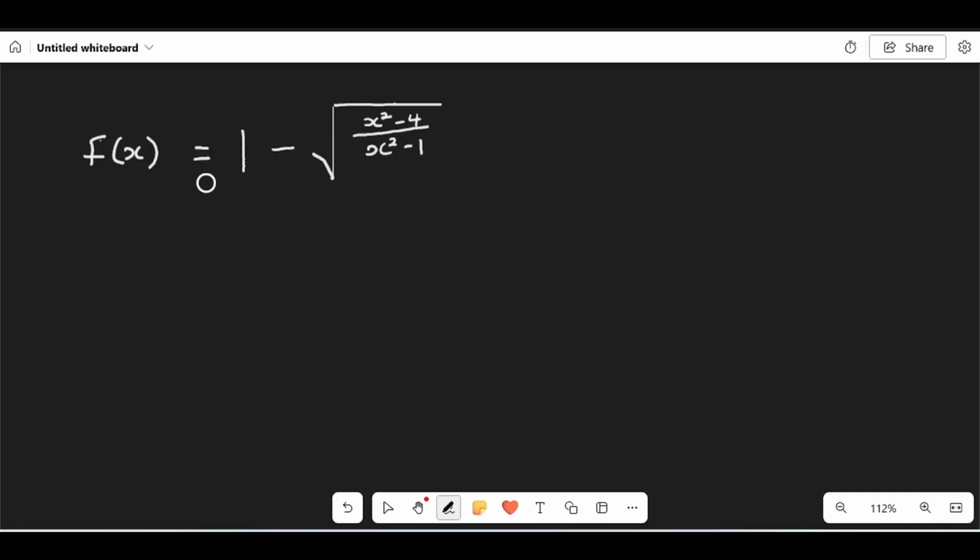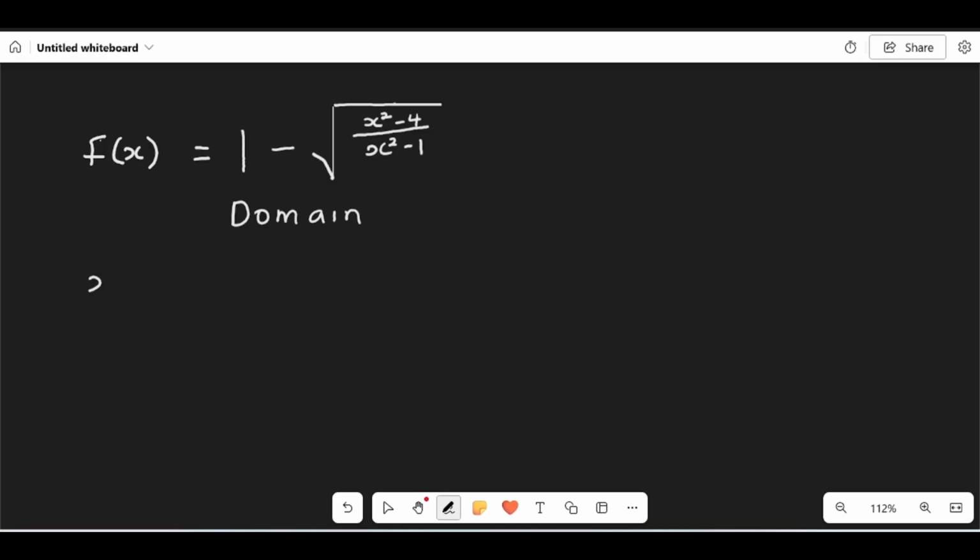We want to find the domain and the range of this function. Domain: the square root is only defined when the expression inside is greater than or equal to 0 and the denominator is not 0, because if the denominator is 0, the expression inside will be undefined. Let us factor the numerator and the denominator.